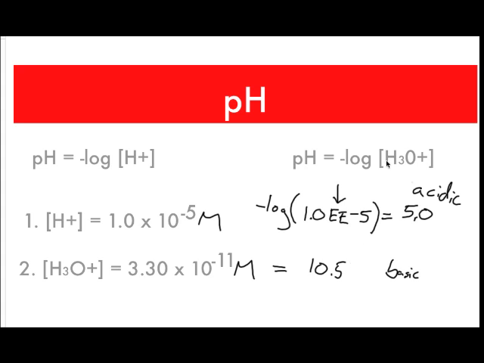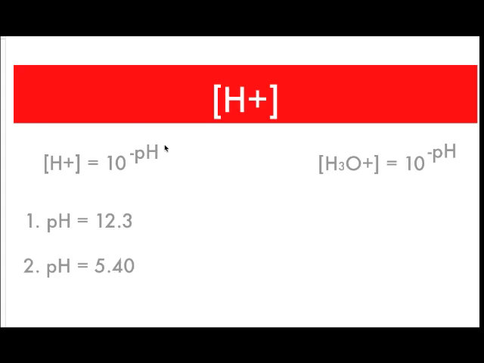I noticed that both of those problems, one of them has the brackets around the H+, and one of them has the brackets around the H3O+. That's true, but they mean the same thing. They're both acids, hydronium and hydrogen. So, some practice problems now calculating the concentration of the hydrogen ions or the hydronium ions.